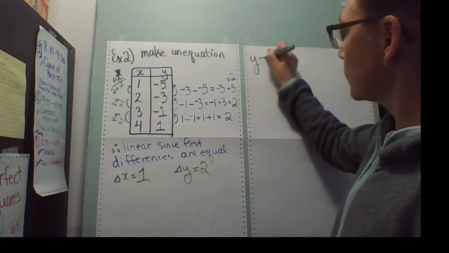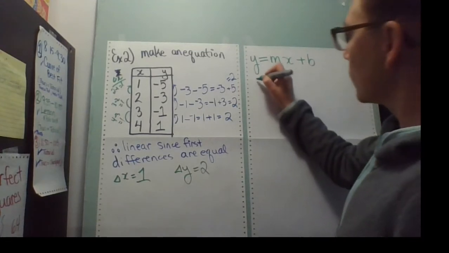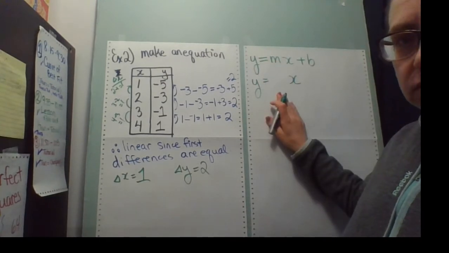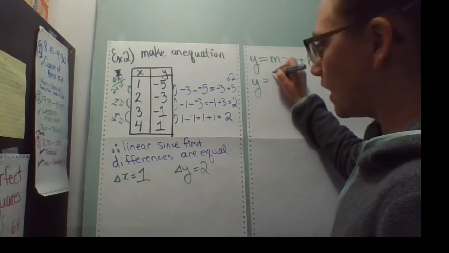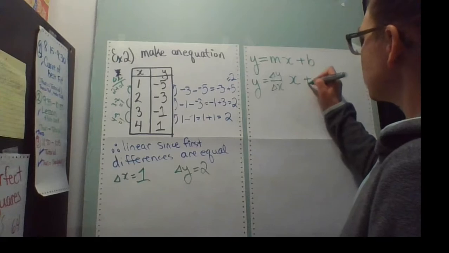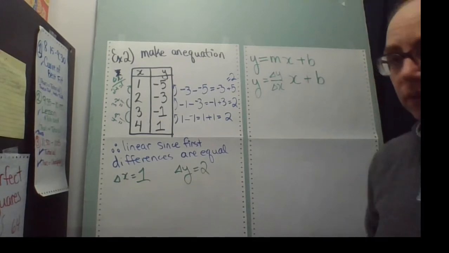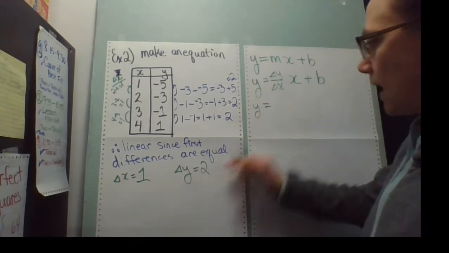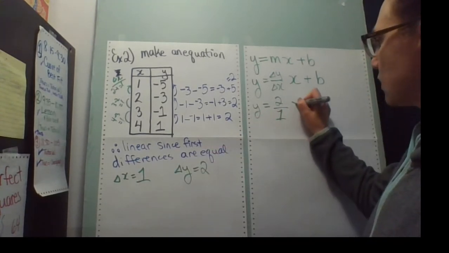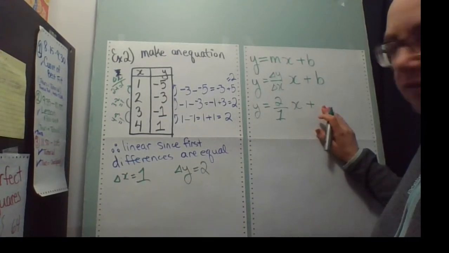So let's see. If we start with y equals mx plus b, we keep that y, we keep that x. We need to put in our slope value, our rate of change value, our change in y over our change in x values, right? Plus whatever our initial value was. So I'm just going to leave that as b right now. Well, we now know that our change in y is 2 and our change in x is 1. So we've got most of it. But we still need to figure out what this initial value is going to be.